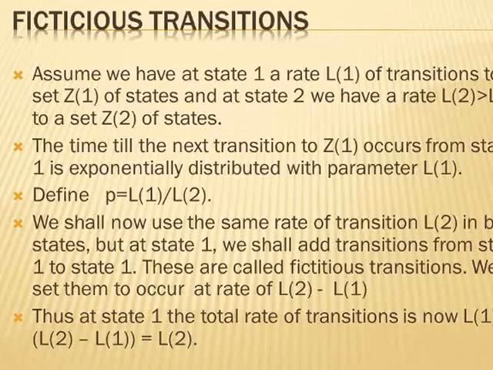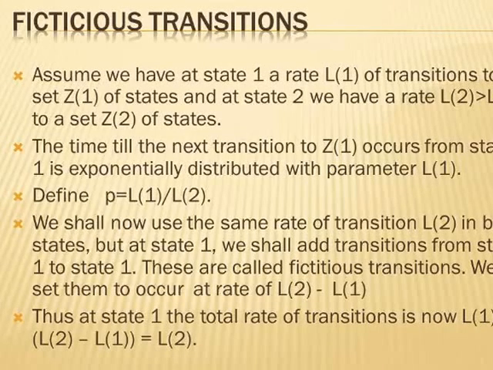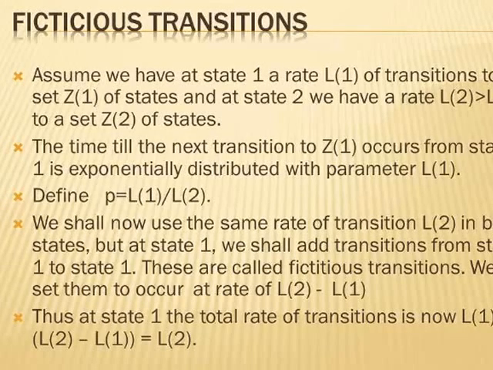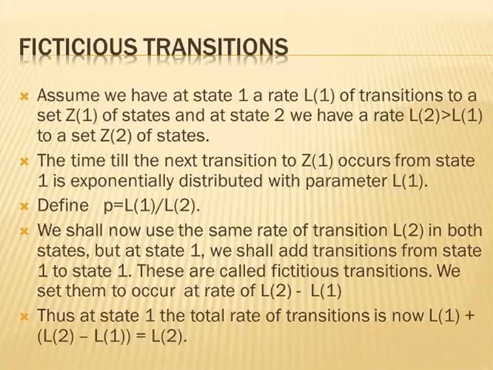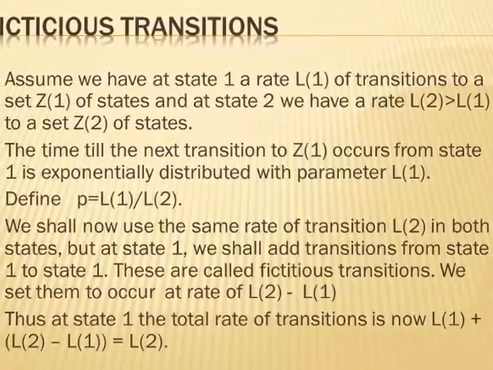We shall now use the same rate of transition L2 in both states, but in state 1 we shall add transitions from state 1 to itself. These types of transitions are called fictitious transitions. We set them to occur at a rate of L2 minus L1. Thus, at state 1, the total rate of transition is now L1, the original ones, plus new transitions that occur at a rate of L2 minus L1, and this gives us indeed L2 as the total rate, as we wanted.